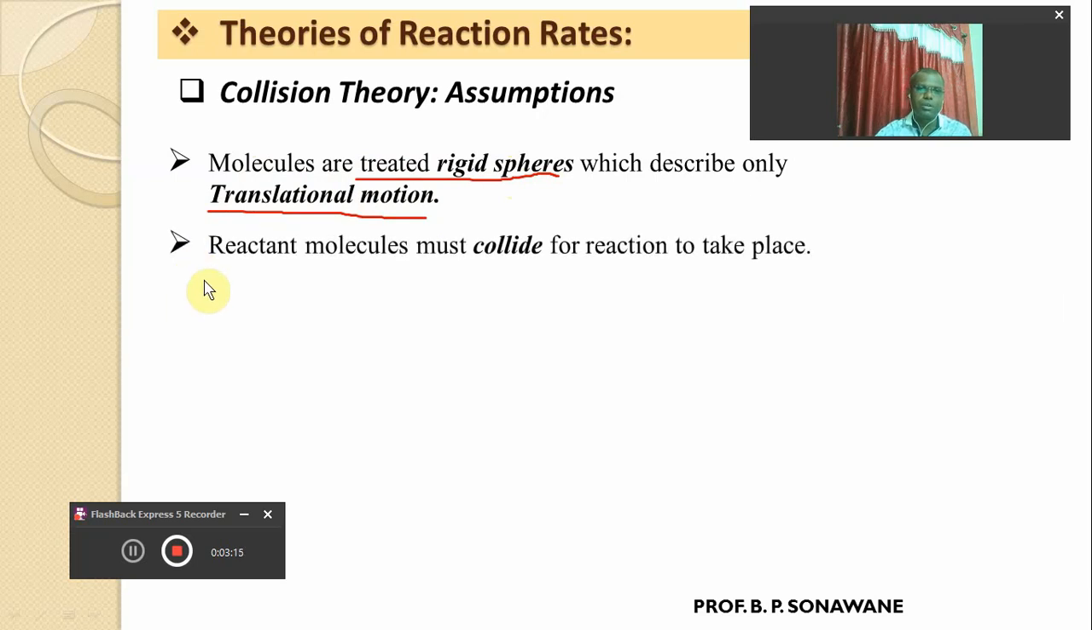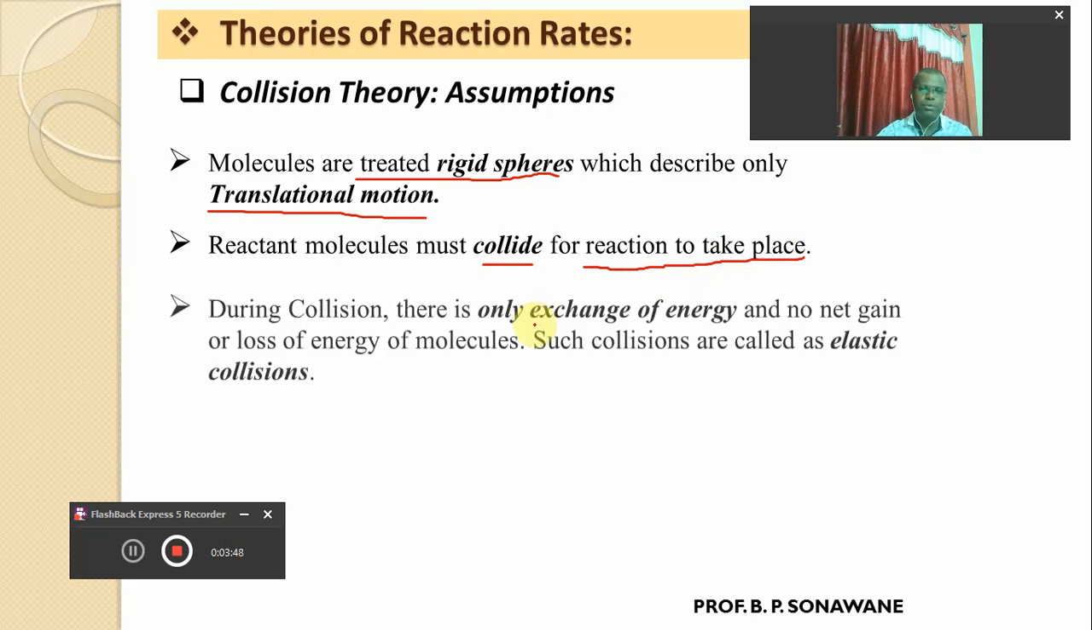Again, these rigid sphere molecules must collide for the reaction to take place. So these reactant molecules, rigid spheres, must collide in order to react and give the product. If and only if the molecules collide, then the reaction is possible, otherwise the reaction will not be possible. So collision is a must for the reaction between them to give the product.